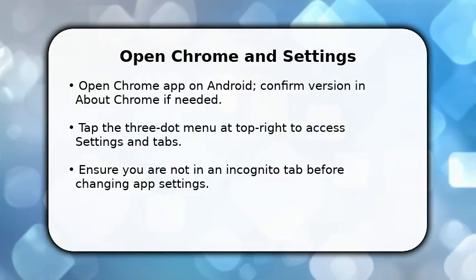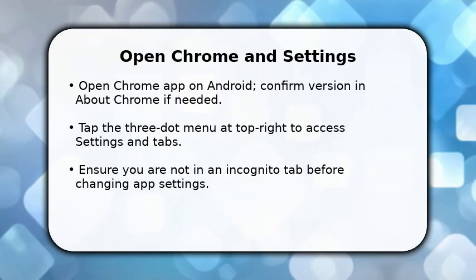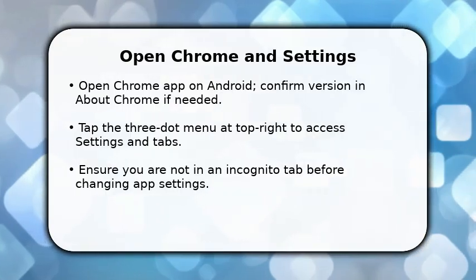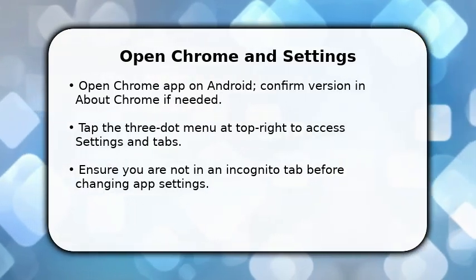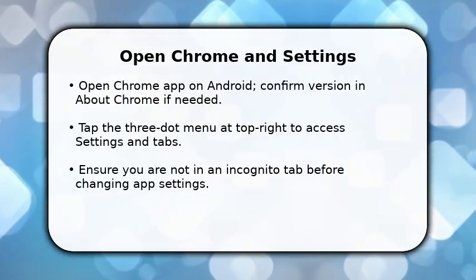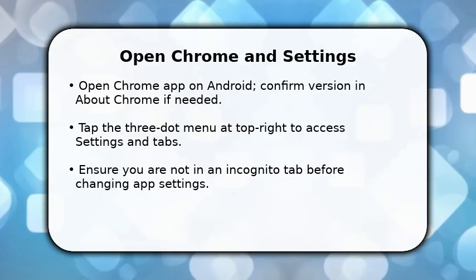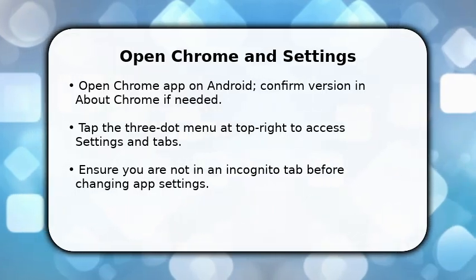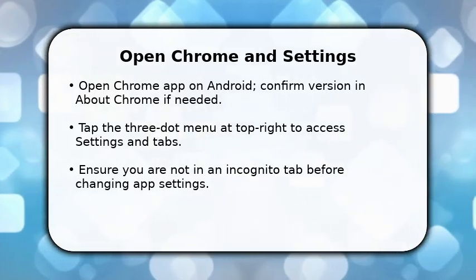Make sure you are not currently in an Incognito tab because some options only appear in standard mode. Once done, look for Privacy and Security or Site Settings. These sections explain how Chrome treats private sessions and show controls you'll change next to stop or block Incognito mode.